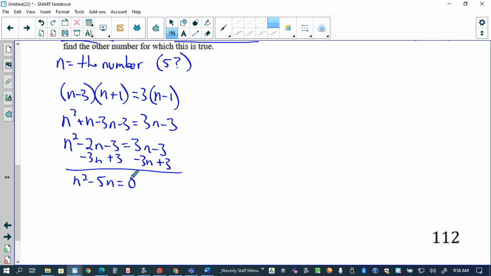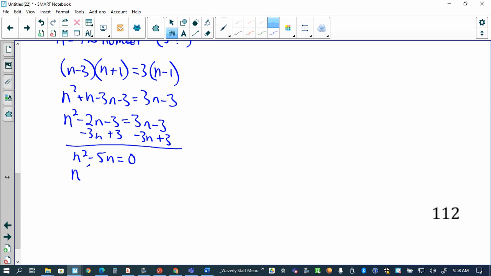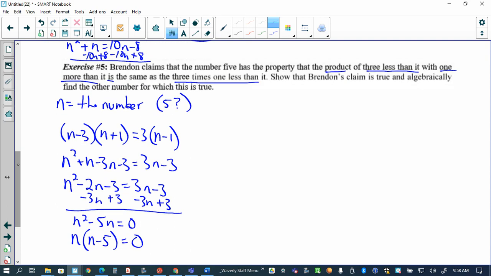Well, how are we going to factor that n squared minus 5n? Use math words. Describe what you're about to do. n parentheses n minus 5. What's that called? Factoring. It's the opposite of distributing. You're finding the GCF, right? And the GCF in this case is n. So n times n minus 5 equals 0. What do we do now? It's always the same.